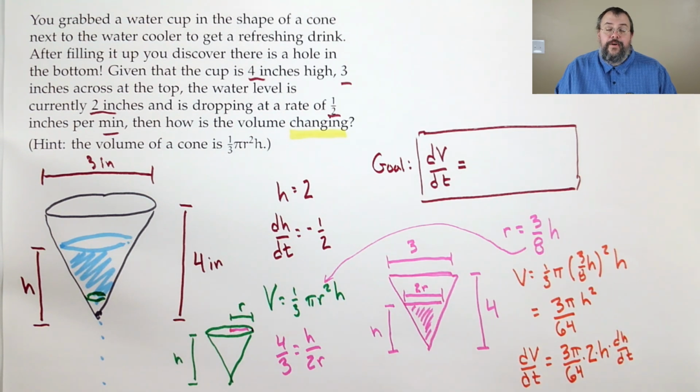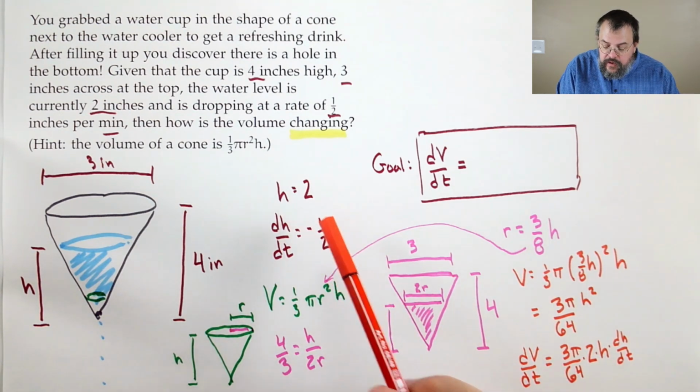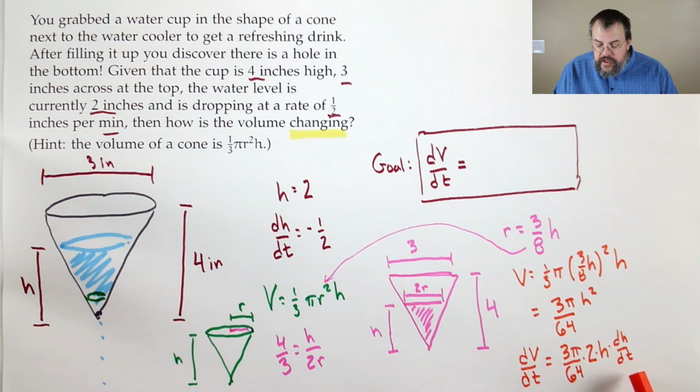Okay, so we're almost there. Why? Well, because we're looking for dV/dt, we don't know that, but we do know h, it's 2, and we know dh/dt is -1/2.